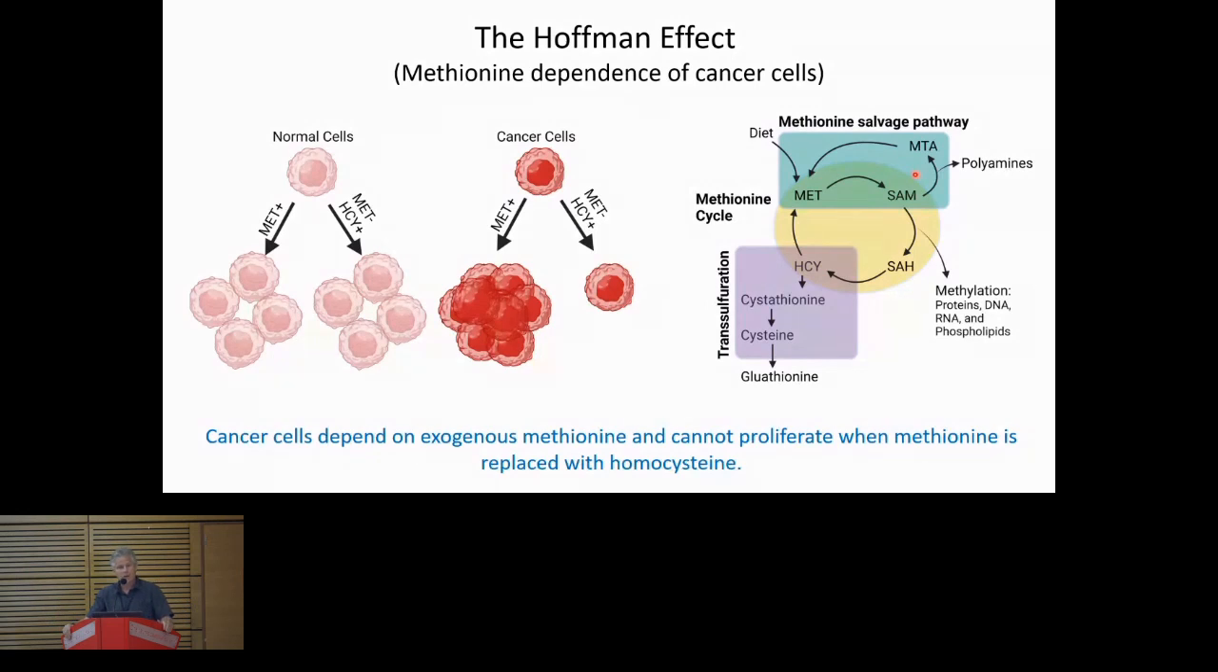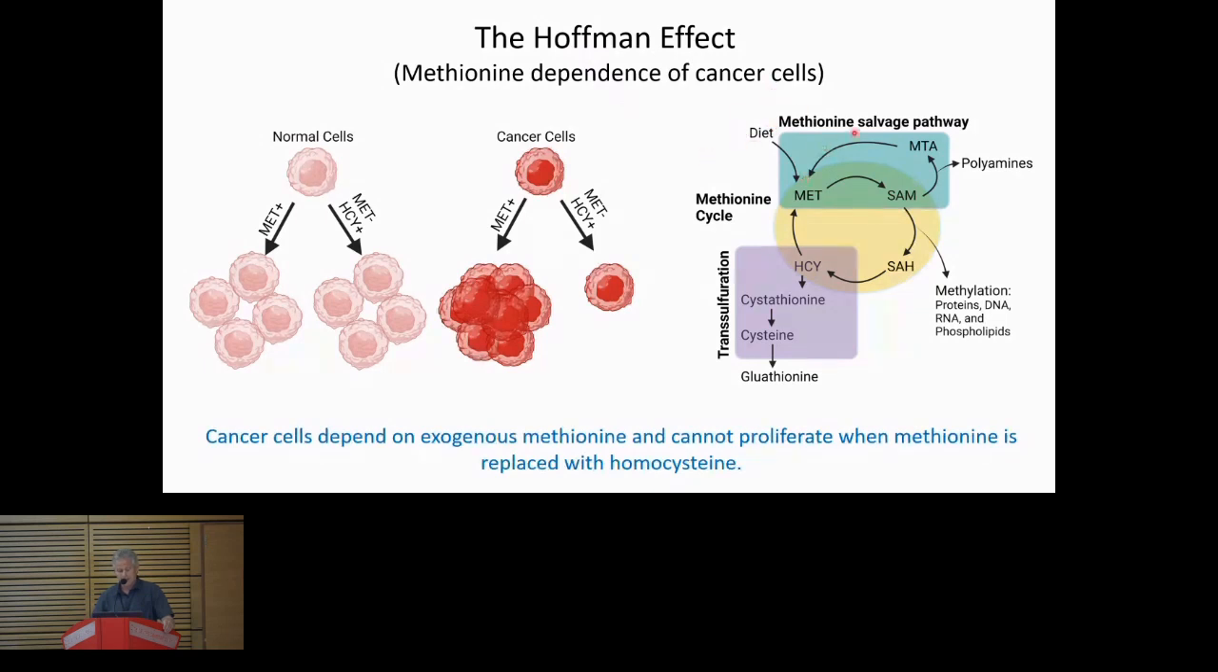A lesser known metabolic dependency is referred to as the Hoffman effect. And that refers to the dependency of cancers on the presence of methionine. So why methionine? Methionine is an essential amino acid that is taken in by diet.